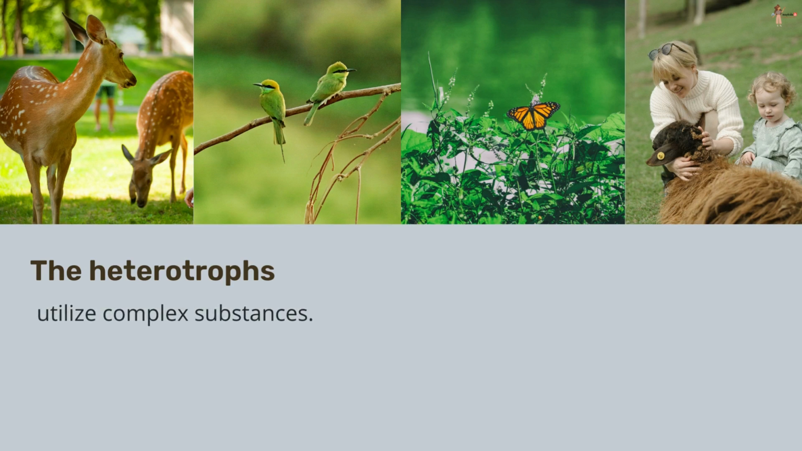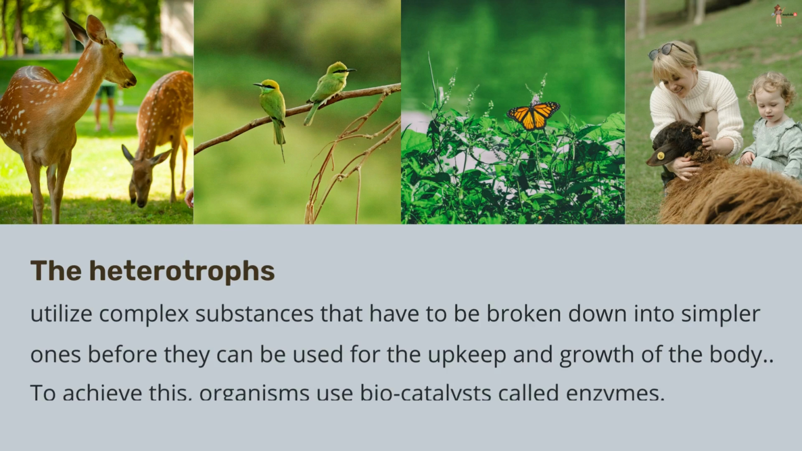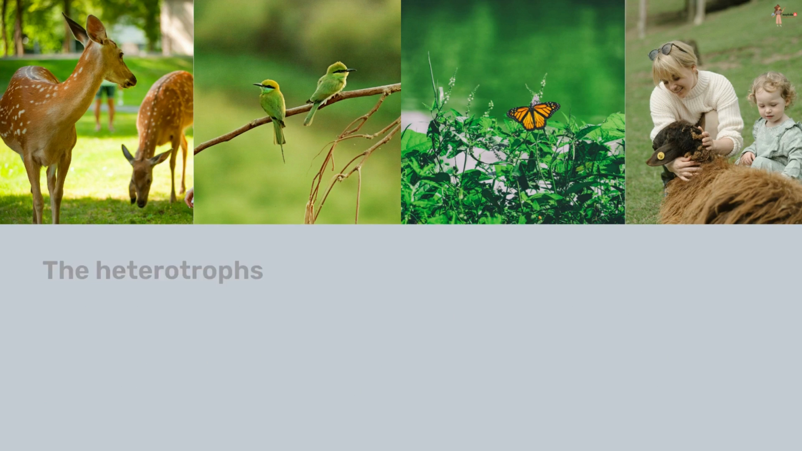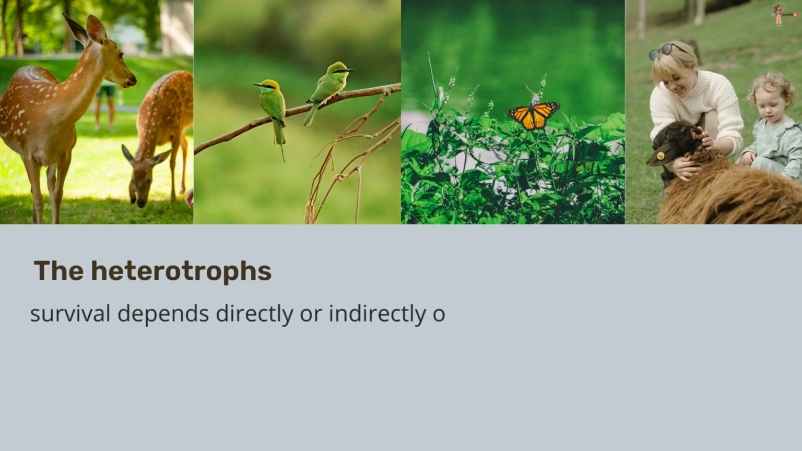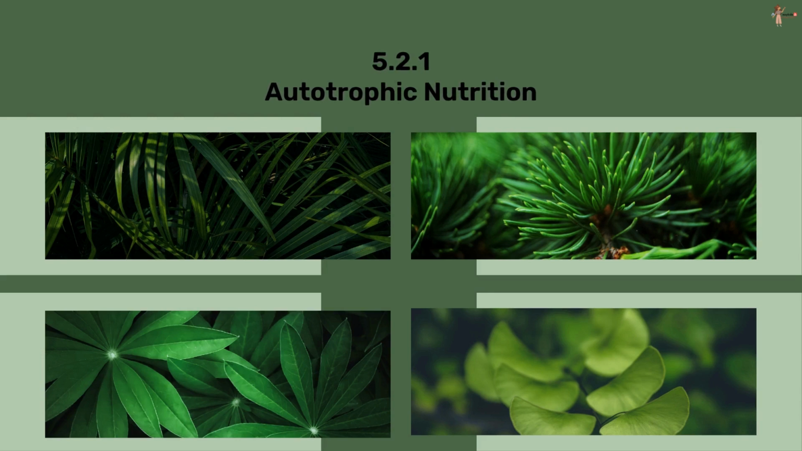Other organisms utilize complex substances. These complex substances have to be broken down into simpler ones before they can be used for the upkeep and growth of the body. To achieve this, organisms use biocatalysts called enzymes. Thus, the heterotrophs' survival depends directly or indirectly on autotrophs. Heterotrophic organisms include animals and fungi. Let's first see autotrophic nutrition.